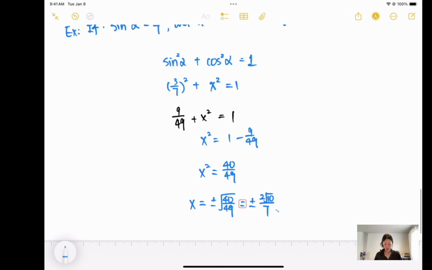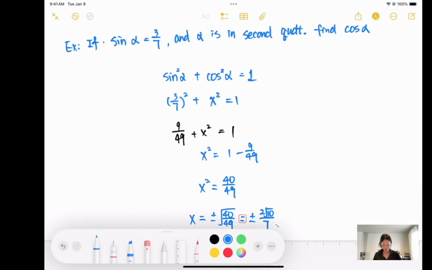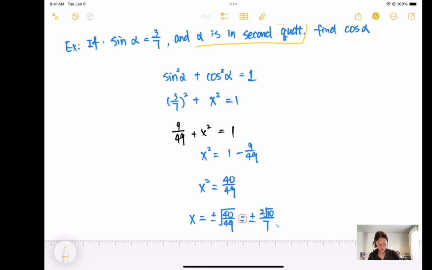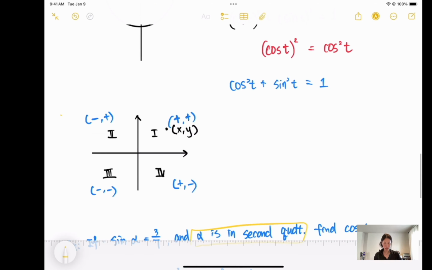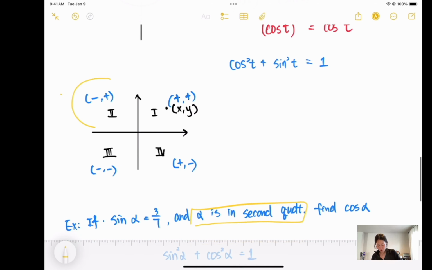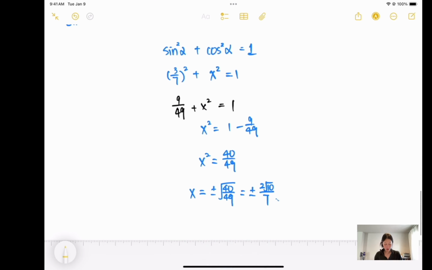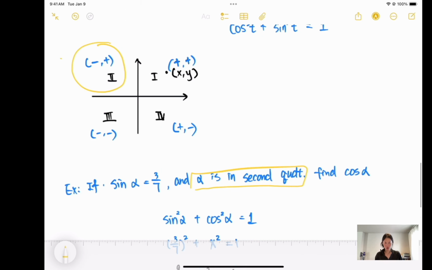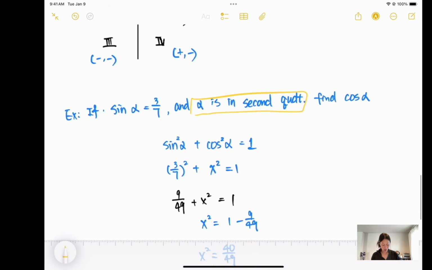Okay, so now we have 2 answers, positive and negative. So how do we know which one is which? Now, here is the hint they tell you, or the restriction that they give you, is alpha is in the second quadrant. So where's the second quadrant? Now look back to this coordinate plane. Second quadrant is in here. That means x is negative, y is positive. Okay, if you don't remember that, you can just draw it by yourself and pick a random point and see the x coordinates and the y coordinates.